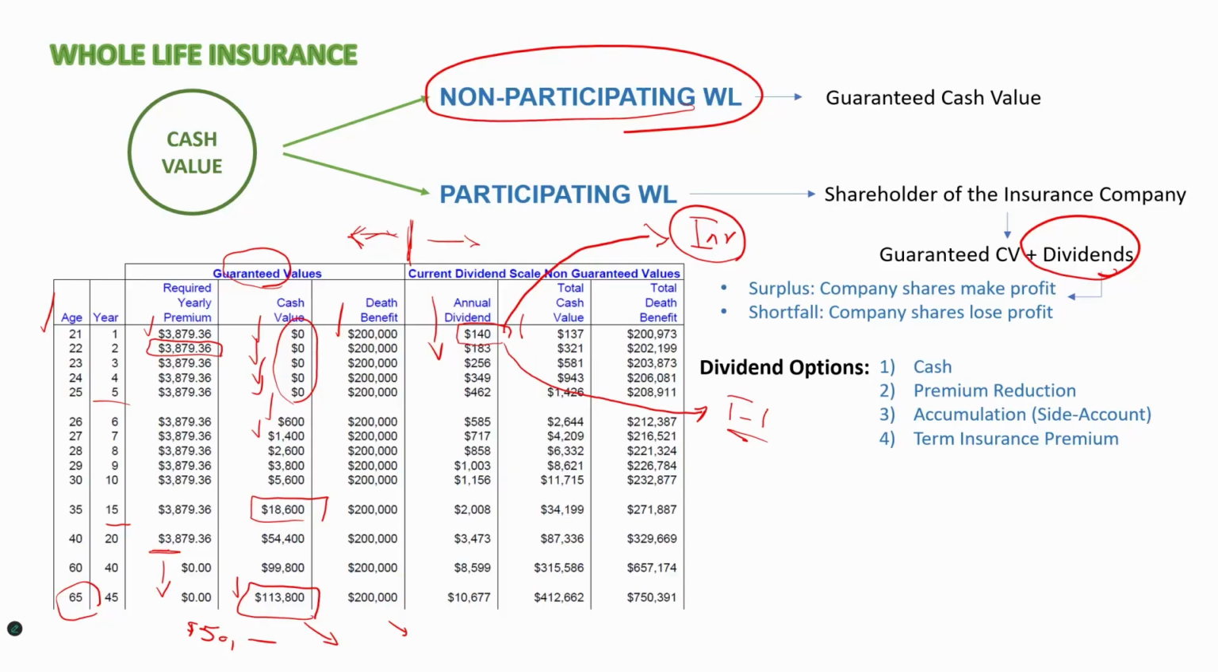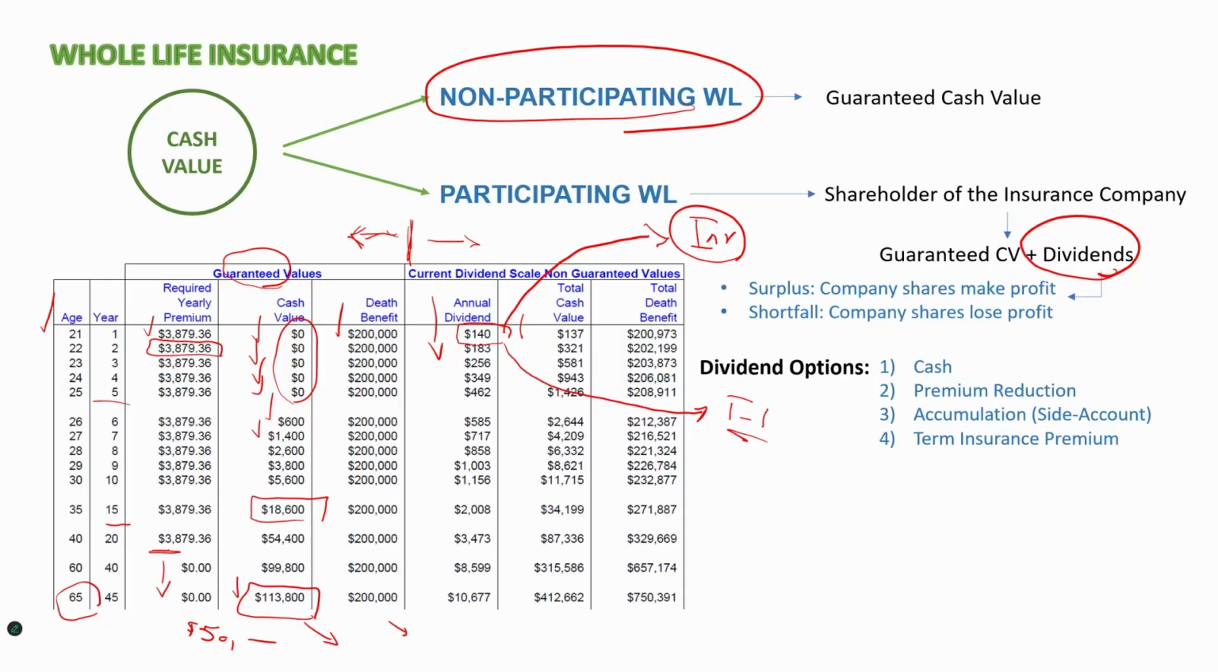So all these four options have something in common, and that is that you're taking the dividend amount, the dividend money, out of the policy. If you cash it out, you're taking it out, you're withdrawing it. If you use it for your premiums, again, you're taking it out, you're using it to pay your premiums. Accumulation, you're putting it in an investment account. And also, term insurance means that you're spending it on an insurance.